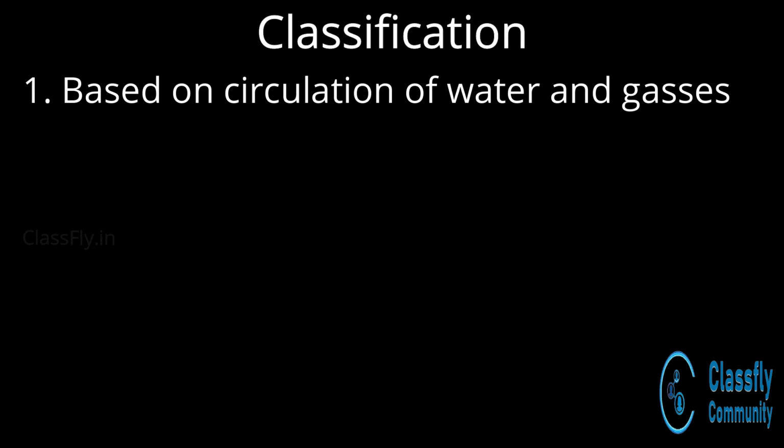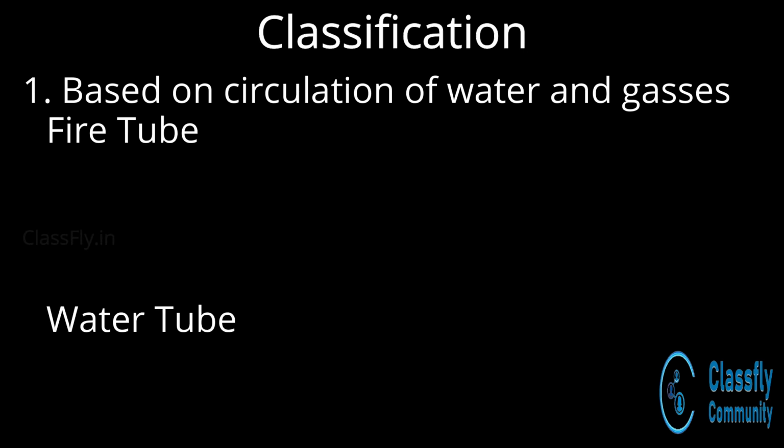Next, we move on to the classification of these boilers. Well, they are classified on different bases. First, they are classified according to the circulation of water and hot gases. They are classified into fire tube boilers and water tube boilers.